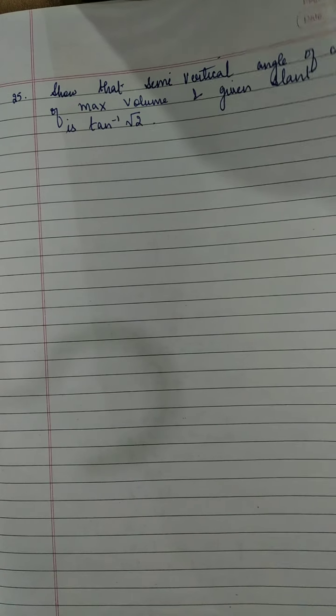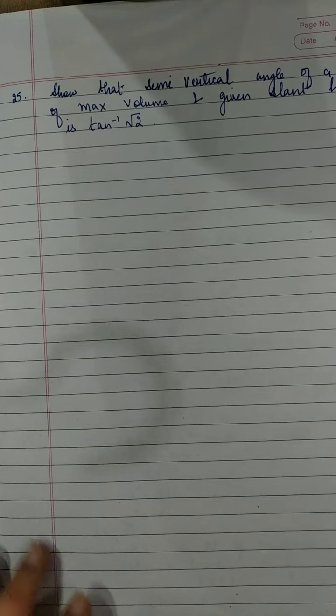Next, we move on to question number 25. Show that the semi-vertical angle of the cone of maximum volume and given slant height is tan inverse root 2, right? So we have a cone.